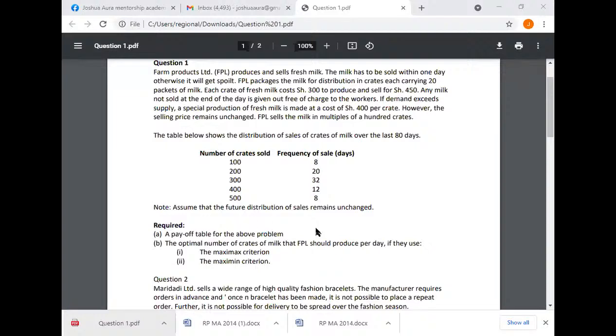They have asked us, ladies and gentlemen, to do what? They have asked us to make a payoff table for the problem. How will this payoff table look, ladies and gentlemen? You can see the number of crates sold here from our historical records. There are days we sold 100, there are days we sold 500. So for my payoff table, I'll have to copy from this.